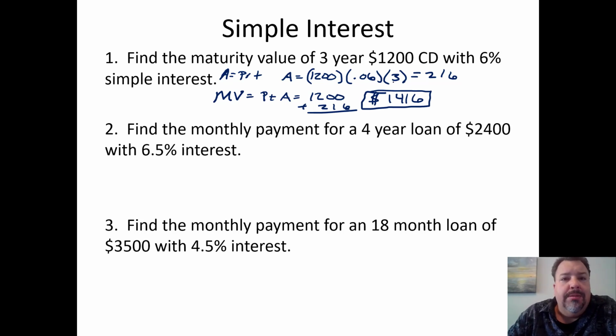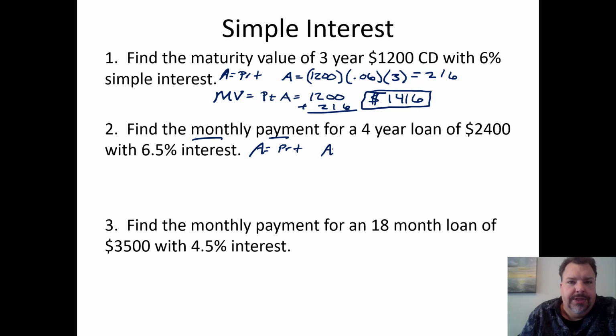For number 2, find the monthly payment for a 4-year loan of $2,400 with a 6.5% interest rate. We have A equals PRT. This time we're going to find the monthly payment. So we got to go one more step. Again, we start with finding the interest. So the P here is the original loan amount, $2,400. 6.5, again, we want to turn that into a decimal, so 0.065. And then multiply that by 4.